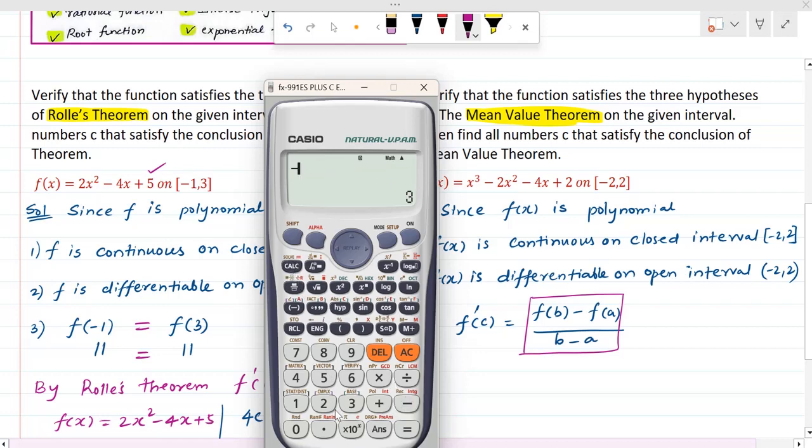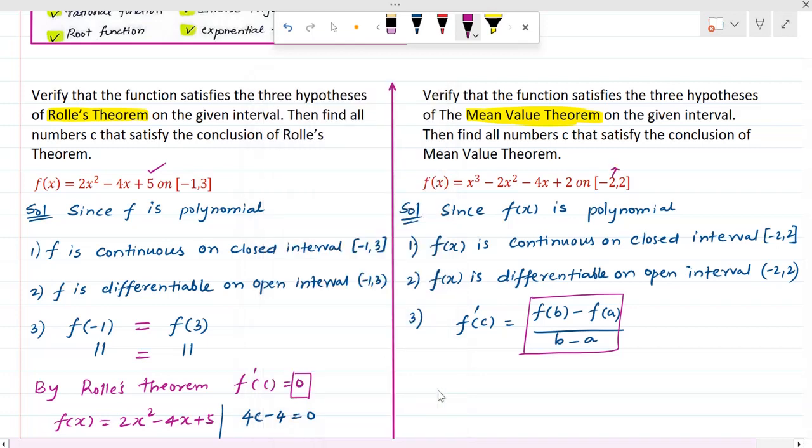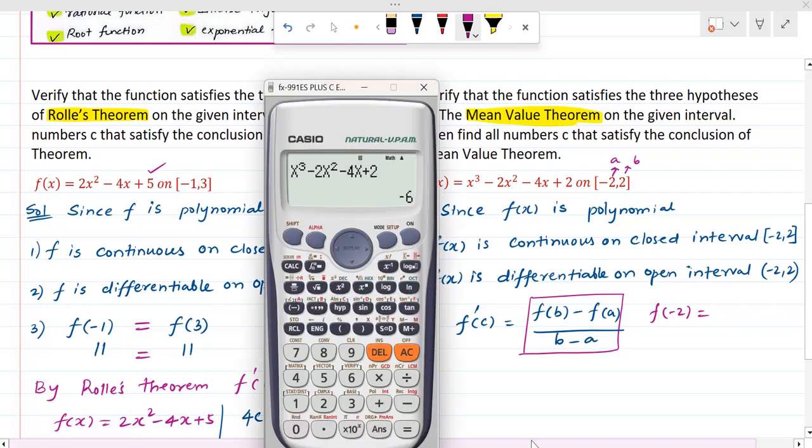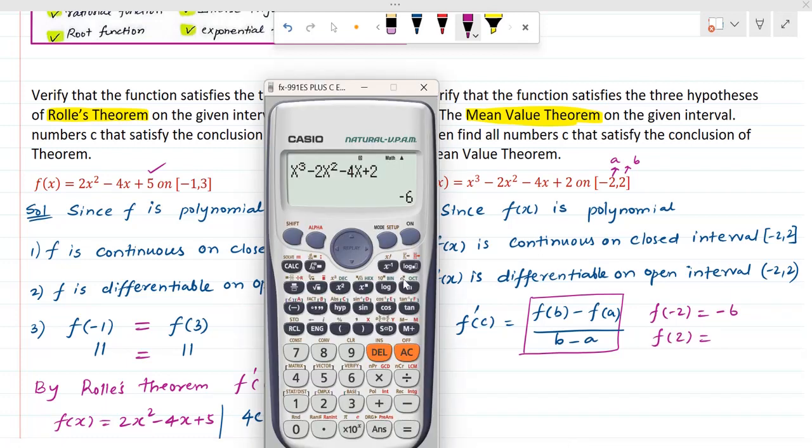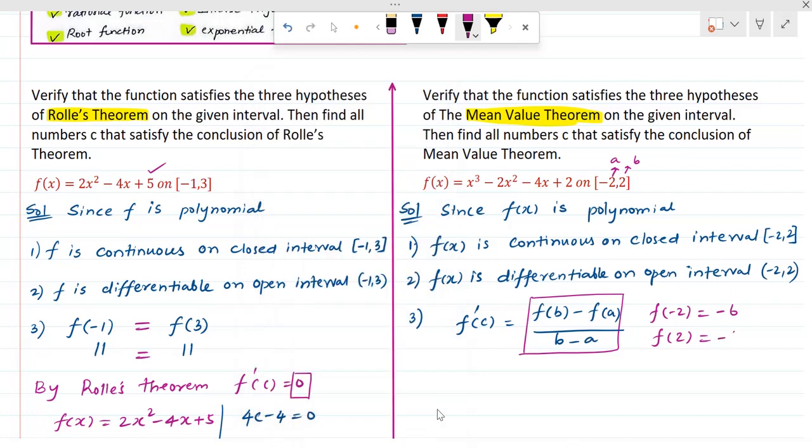By the way, this is a, which is minus 2, and this is b, which is 2. So what is f of minus 2? I just put in minus 2, so the value will be minus 6. And I substitute, what is f of 2? Use the value 2. So again minus 6. Okay, so these are the values you have.